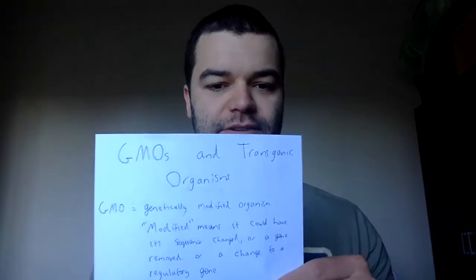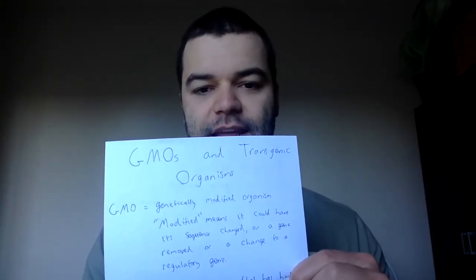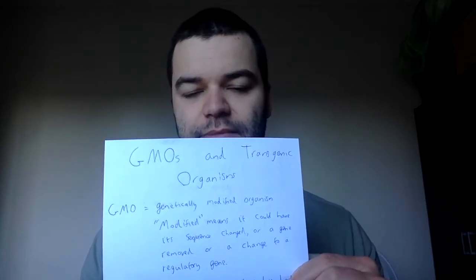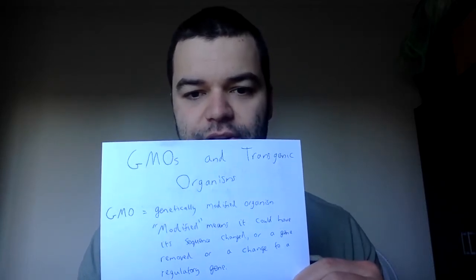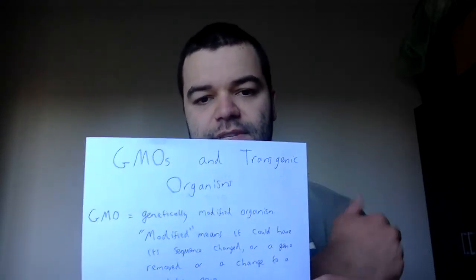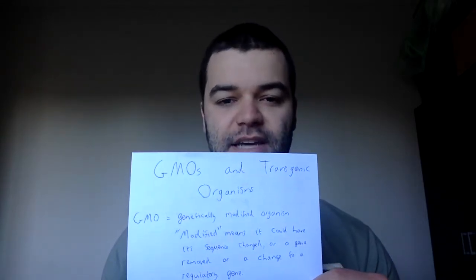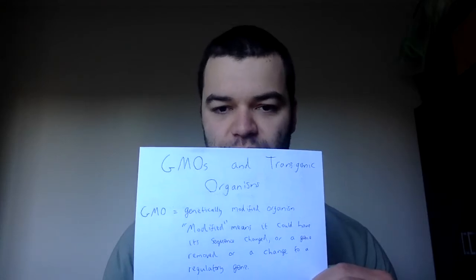Okay, good morning. So today we're looking at GMOs and transgenic organisms. A GMO stands for a genetically modified organism, and when we say modified, we mean its DNA sequence could have been changed in some way, so maybe adding a few nucleotides into the sequence, or maybe a gene could have been removed, or maybe there could be a change to a regulatory gene. So something has been done to change the genetics in some way. That's what a genetically modified organism means.